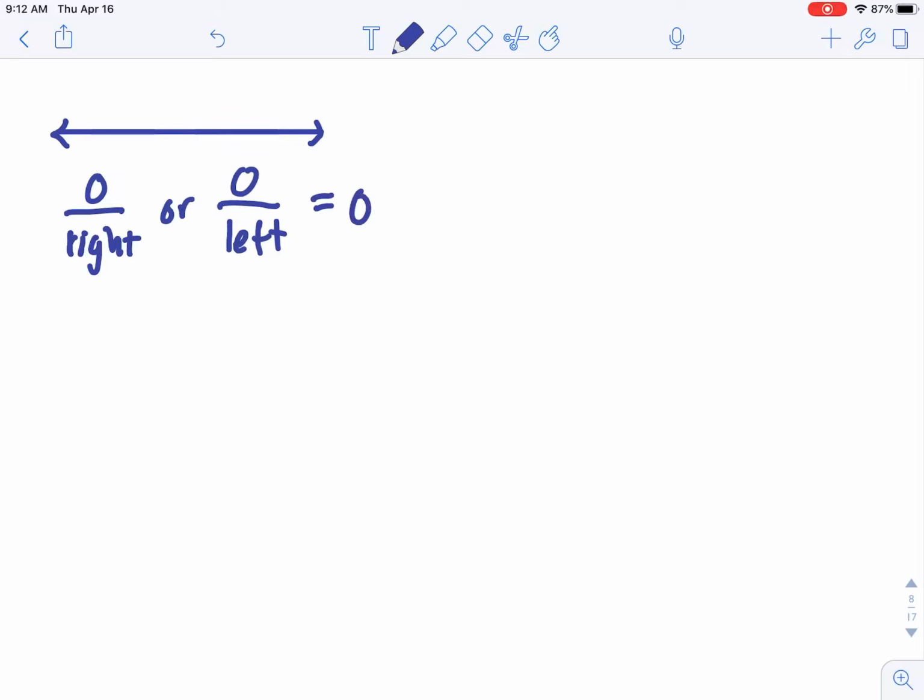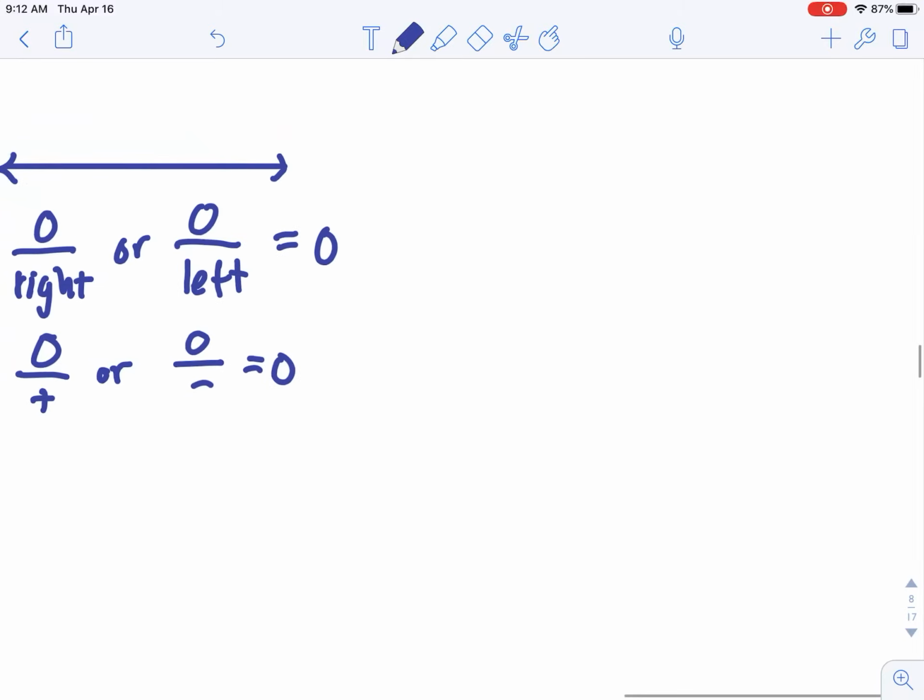Well, that equals 0. 0 divided by anything is 0. 0 divided by a positive or 0 divided by a negative is 0. What this means is that it is a 0 slope. Okay? Now, I've explained this a million times and I'll explain it again.